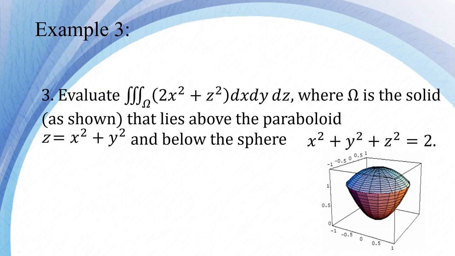Now let's see the third example. We need to evaluate the triple integration of the function 2x squared plus z squared over the region omega. Omega is the solid region that lies above the paraboloid and below the sphere. So the boundary of this solid region is a sphere and the paraboloid. So it's easy to find the answer in the cylindrical system.